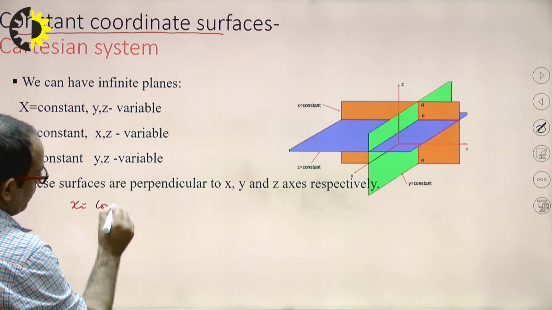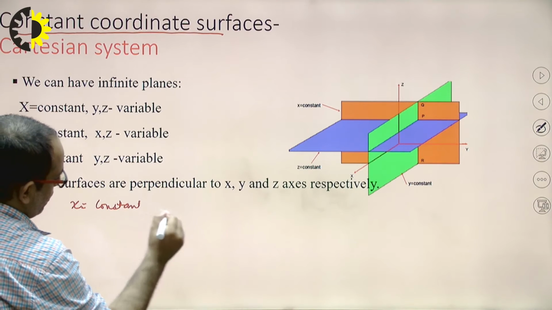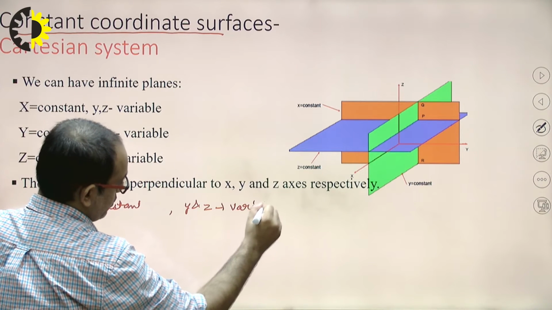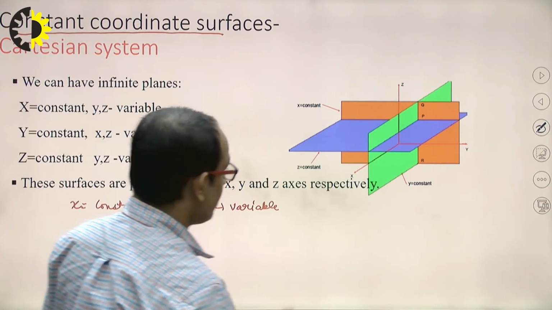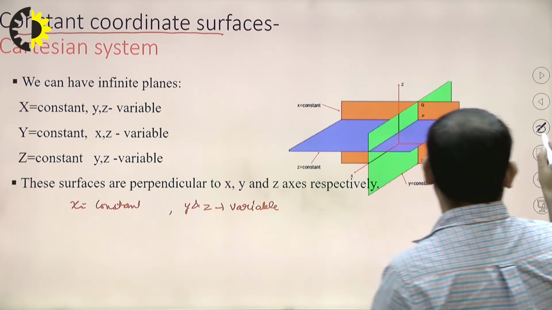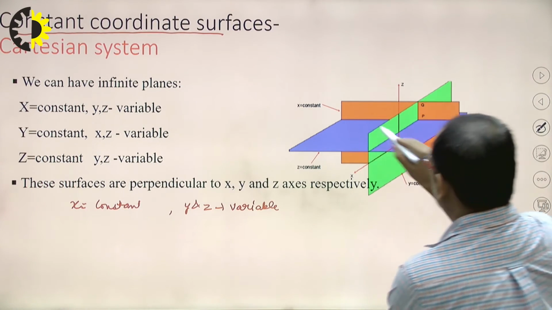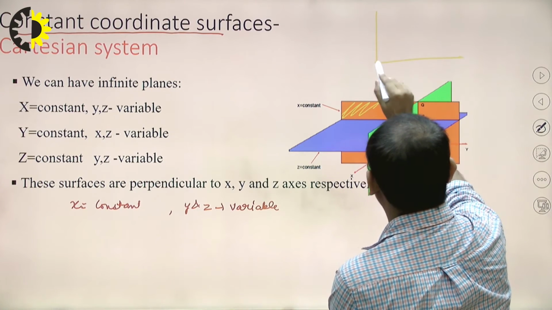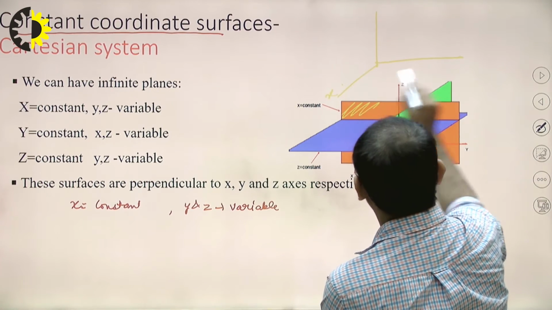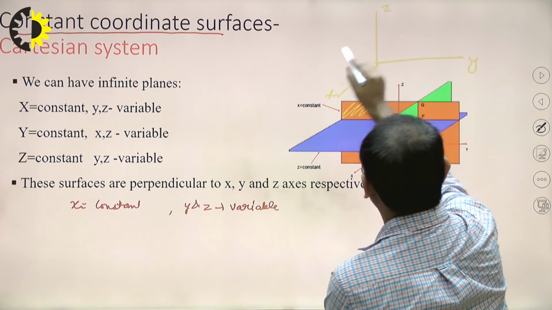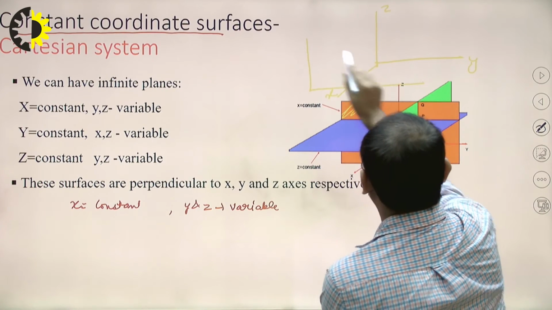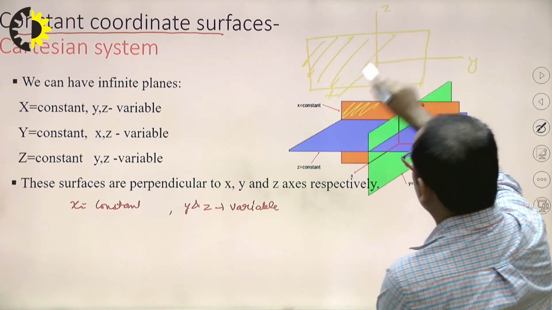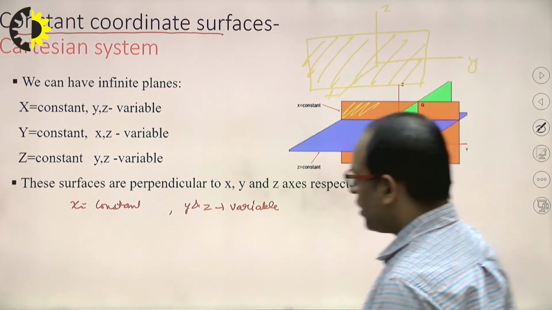Now see this one, if I say x is constant, y and z are variables, then which plane will be formed? The plane will be formed as this one. Means if I say this one is the rectangular coordinate system, this one is x, y and z, you will see that this front view plane will be formed.